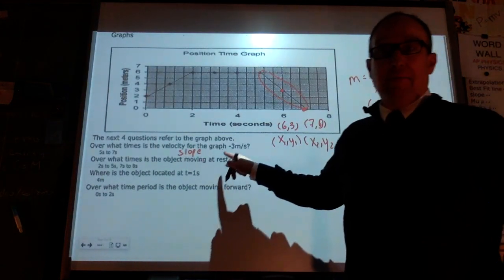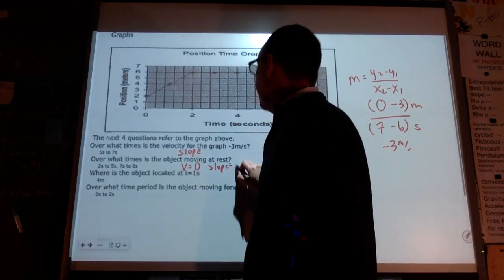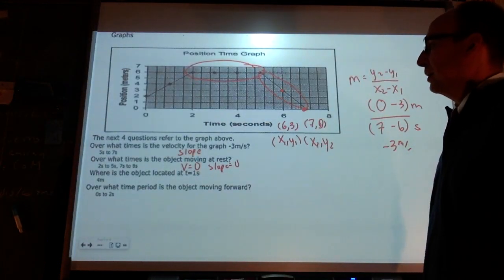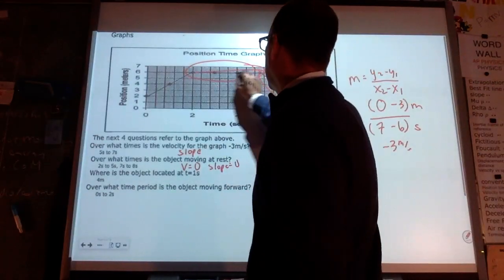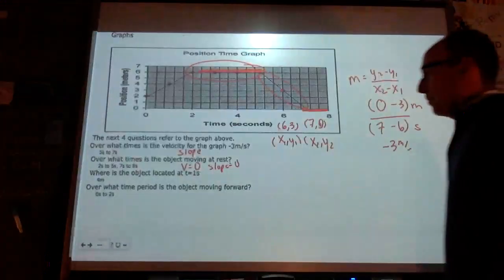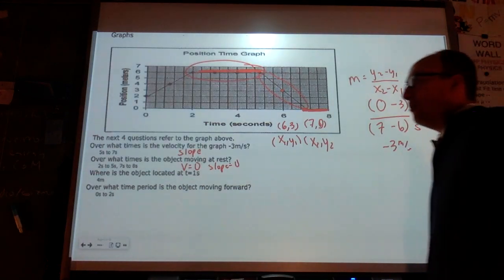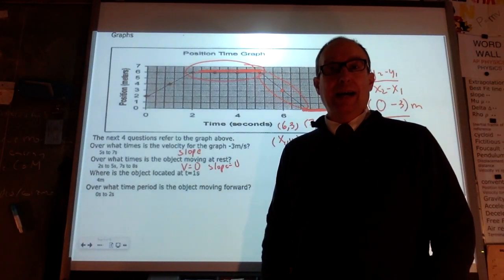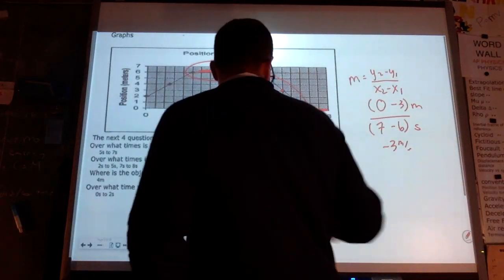All right, an object at rest, that would be a speed of 0. I'm looking for a slope of 0, and that is happening from 2 seconds to 5 seconds and from 7 to 8. So these two lines here. Over what time period is the object moving forward? If I assume that it's starting from rest, that's going to be any time that it has a positive slope. And so that's going to be 0 to 2 seconds.